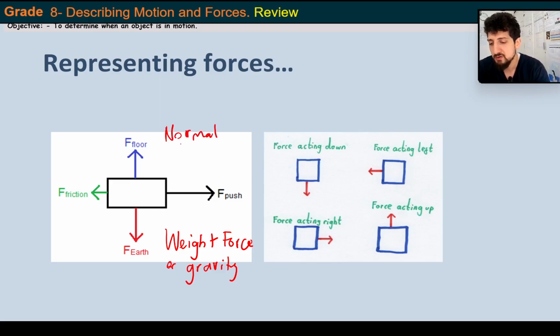And the reason why we call it a normal force is because it's perpendicular. It acts at 90 degrees, okay? It's normal force because it's perpendicular to the surface, and it is parallel and opposite to the weight force. So the weight force acts downwards, the normal force acts upwards. Then we have the push force on this side, pull force on the other side. That's just an example. This could be a pull force as well.